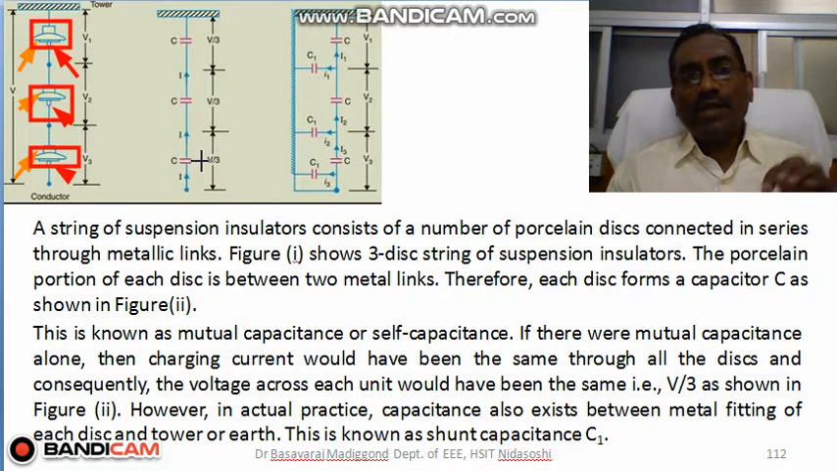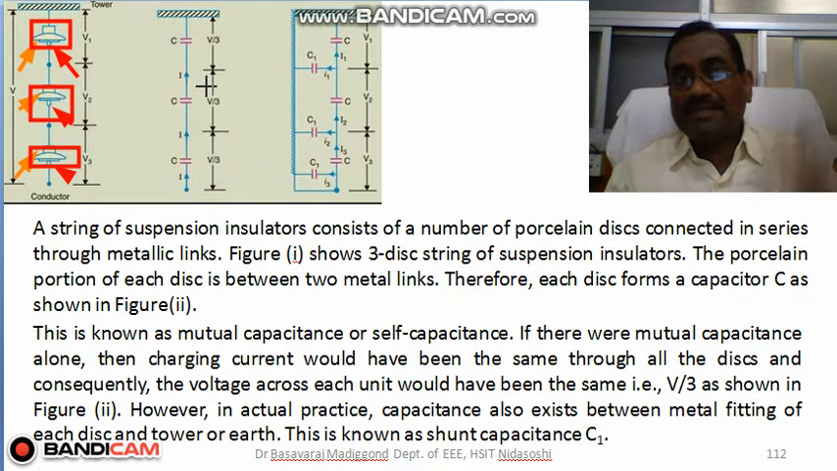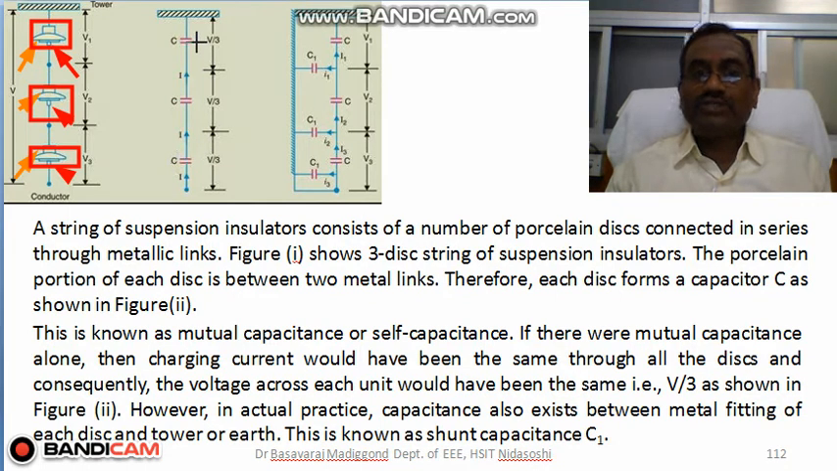If there were only mutual capacitances, then the voltage distribution would have been equal across each capacitor. If V is the total voltage, then the voltage across each capacitor would be V by 3, V by 3, V by 3. Why? Because all the capacitors are the same, therefore the charging current would have remained the same. Then voltage is equal to I into XC. So we will have an equal voltage distribution across each capacitor.